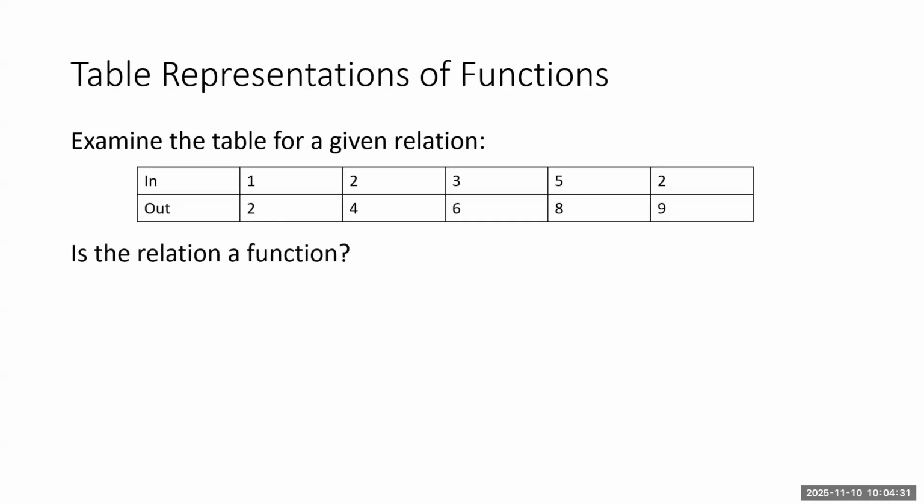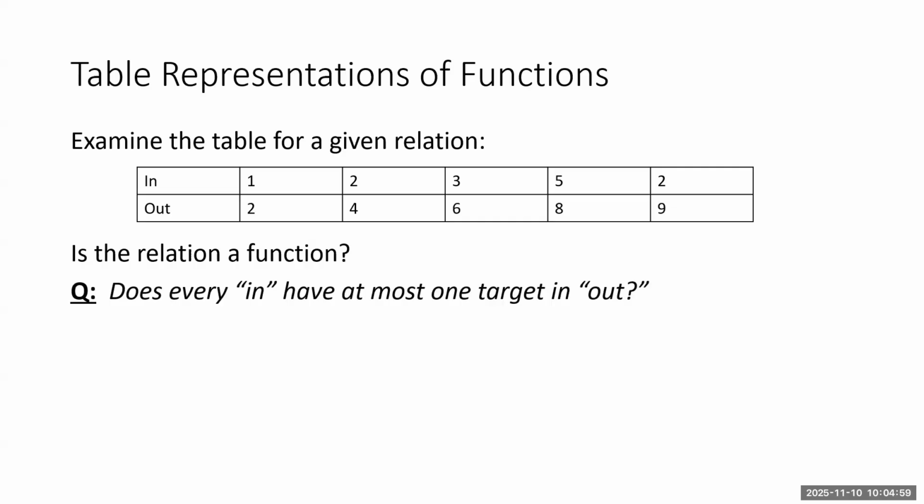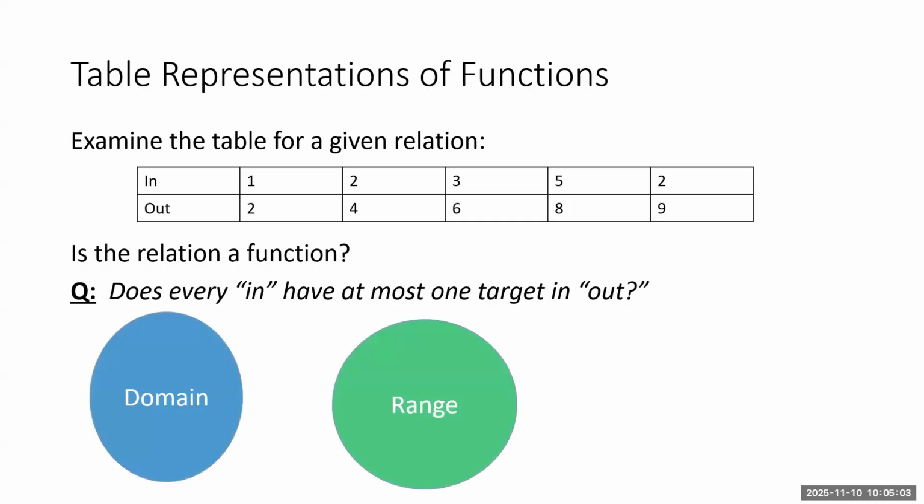Now we will examine the table for a given relation. I have a table with 2 rows, in and out. In the in row, I have 1, 2, 3, 5, and 2. In the out row, I have 2, 4, 6, 8, and 9. The first question I'm asking is, is the relation a function? The question I'm asking is, does every in have at most one target in out?